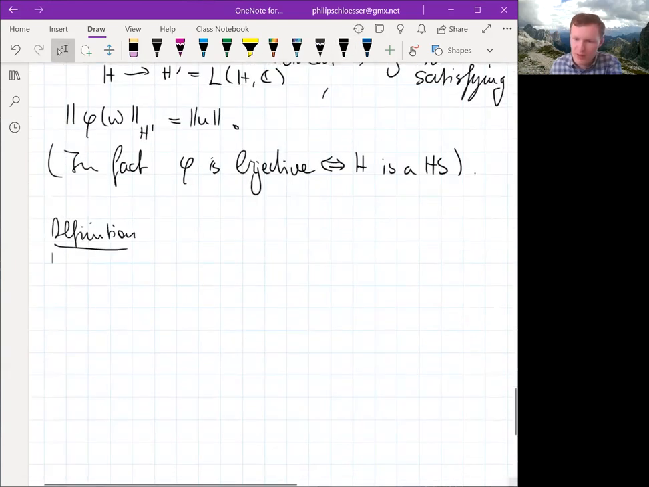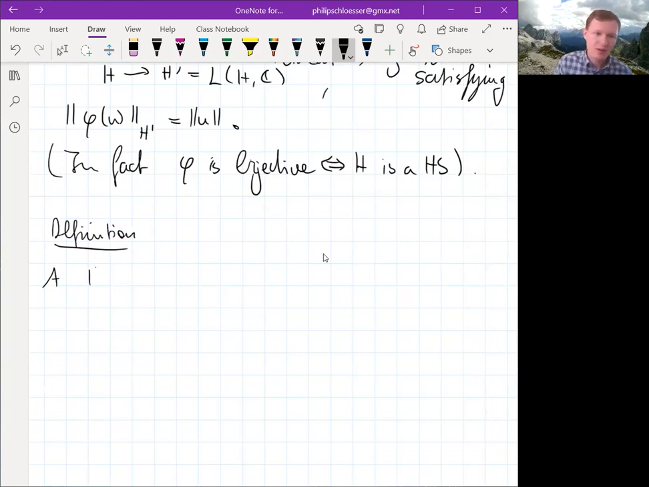Now we're going to have a short look at bases, or orthonormal bases more precisely. Usually physicists like to pretend that every vector space has a countable basis so that we can write nice series, but this isn't necessarily true. However, the case when this is true has a special name.